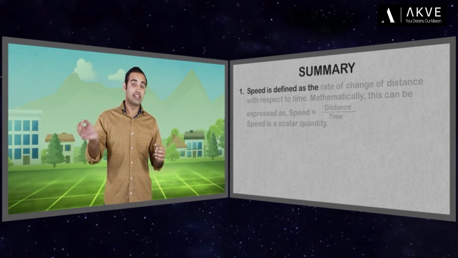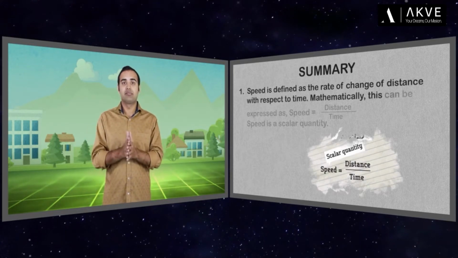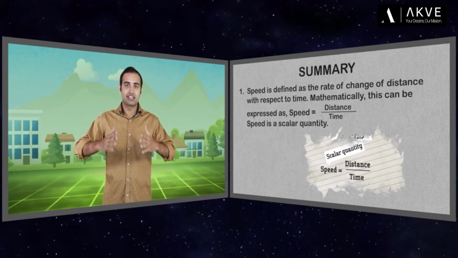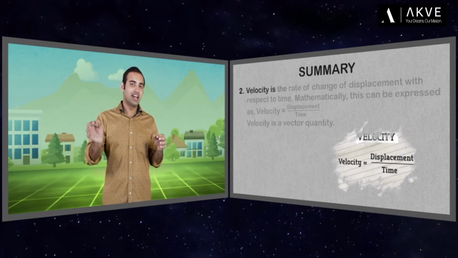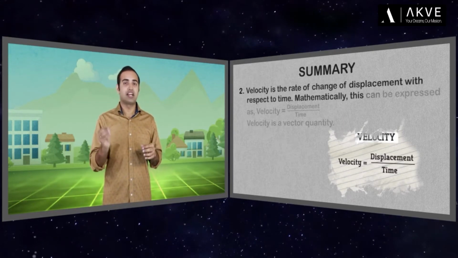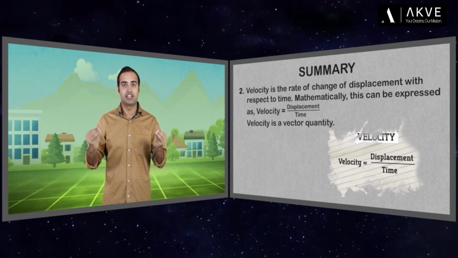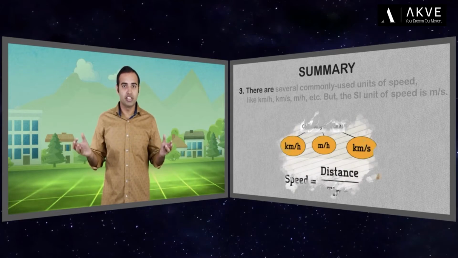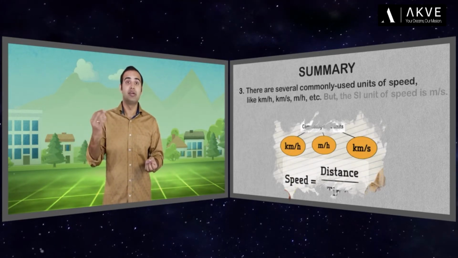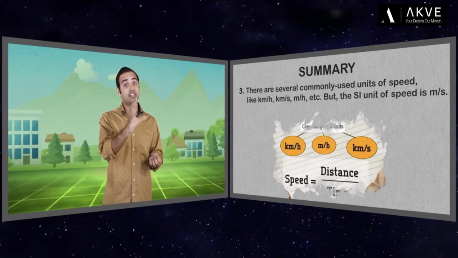Speed is defined as rate of change of distance with respect to time. Mathematically, this can be expressed as speed is equal to distance divided by time. Speed is a scalar quantity. Velocity is the rate of change of displacement with respect to time. Mathematically, this can be expressed as velocity is equal to displacement divided by time. Velocity is a vector quantity. There are several commonly used units of speed like kilometers per hour, kilometers per second, meters per hour, etc. But the SI unit of speed is meters per second.